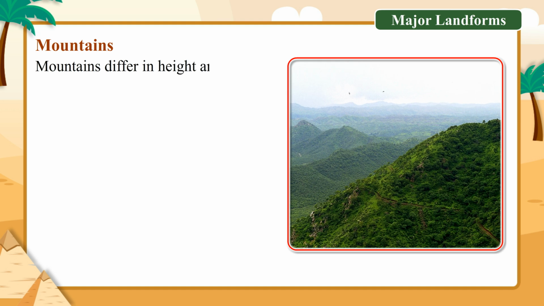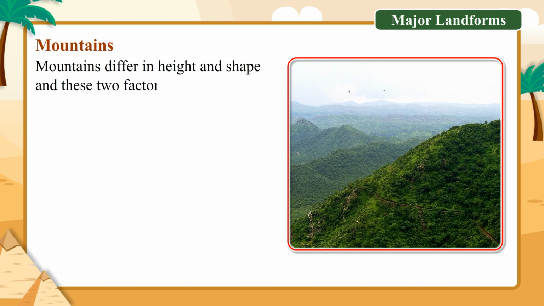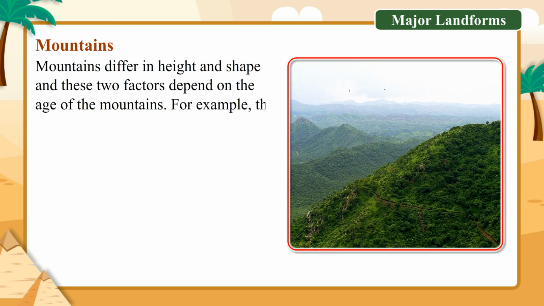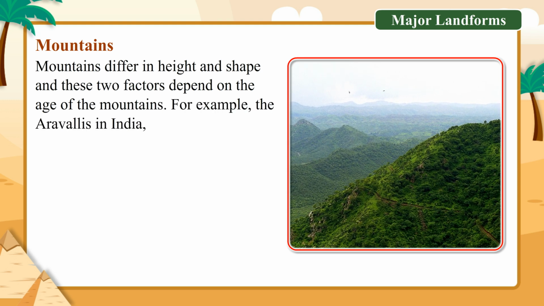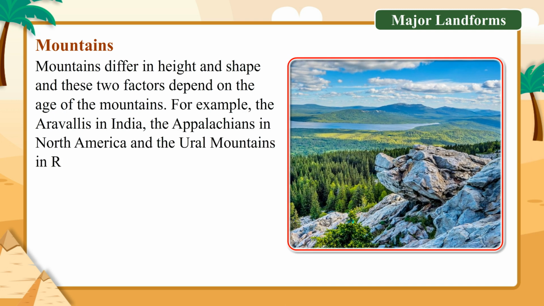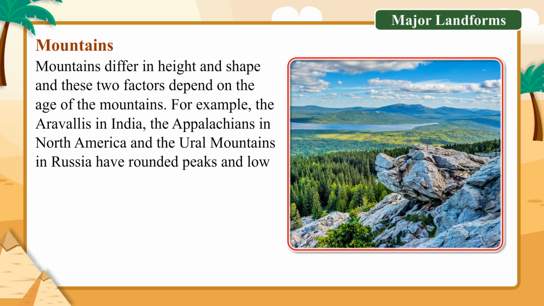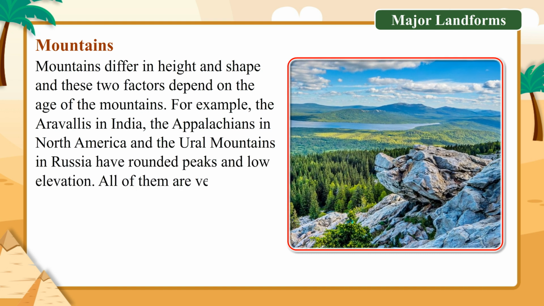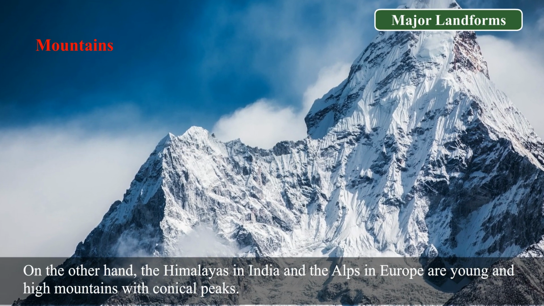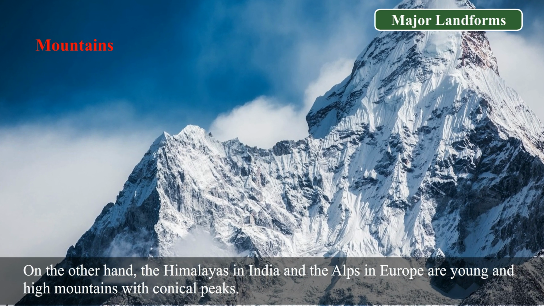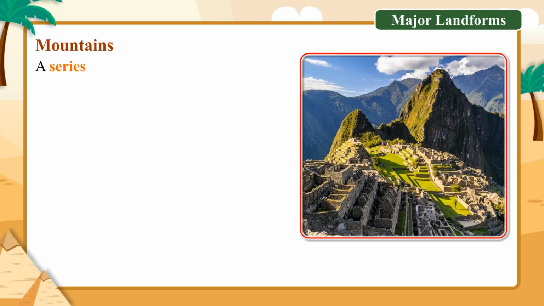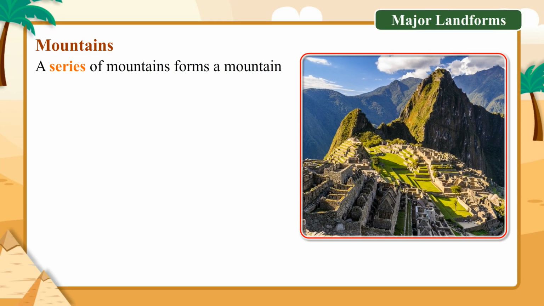Mountains differ in height and shape, and these two factors depend on the age of the mountains. For example, the Aravallis in India, the Appalachians in North America, and the Ural Mountains in Russia have rounded peaks and low elevation. All of them are very old mountains. On the other hand, the Himalayas in India and the Alps in Europe are young and high mountains with conical peaks. A series of mountains forms a mountain range.